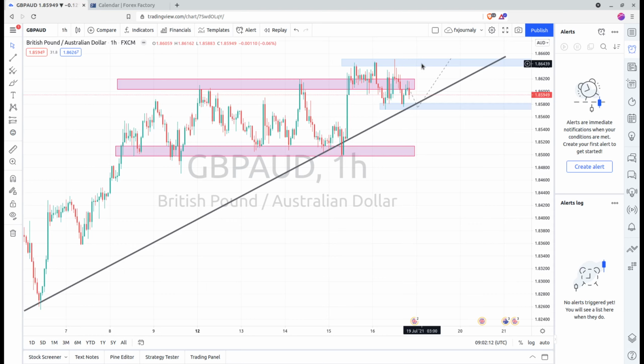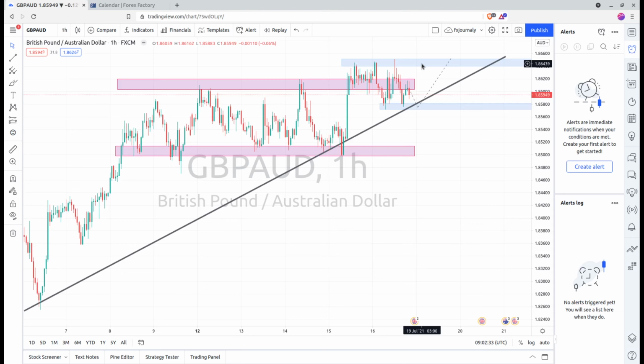Okay, they're going to retrace first and then they're going to take off. That's typically how GBP works. It doesn't matter what pair you put it against. It could be GBP AUD, GBP JPY, GBP USD. It doesn't matter. GBP pairs, they love to retrace before finally taking off.